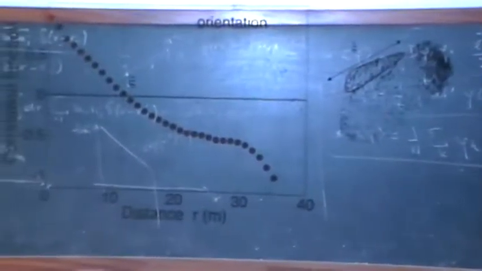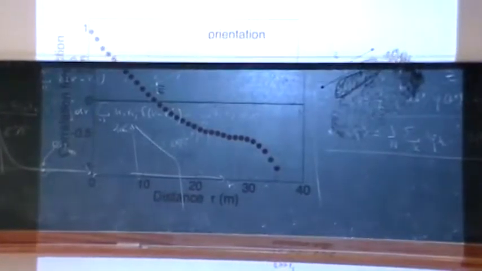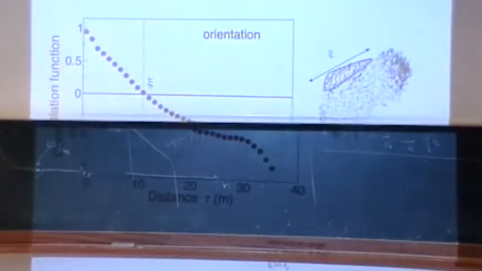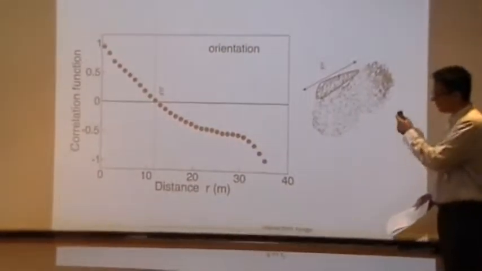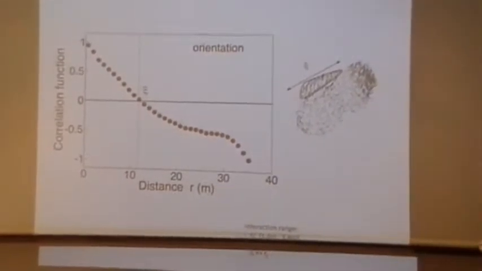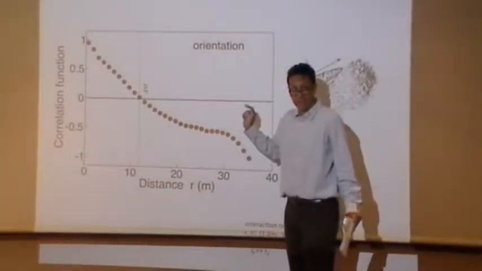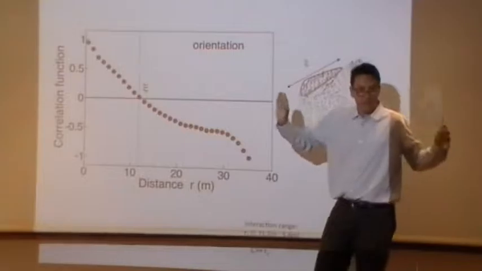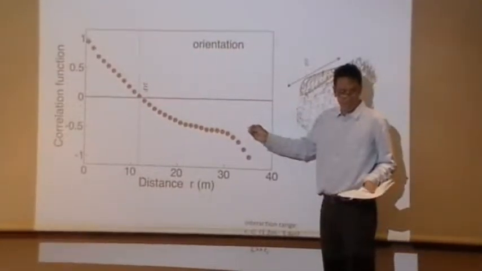Now, in birds, this is what we find. So this is the correlation function. It's a function of R, and this is one flock at one instant of time. So this is just one frame, one photograph. Okay? So there is no time average here, only space average.